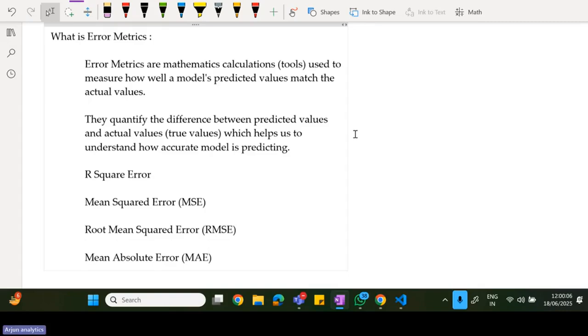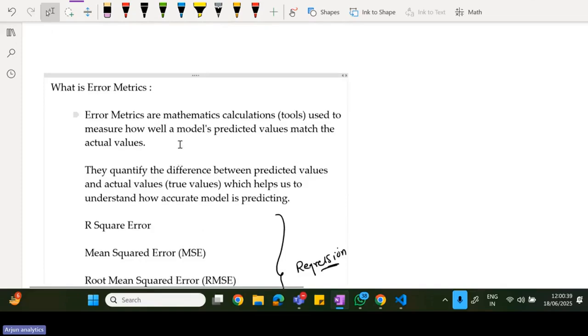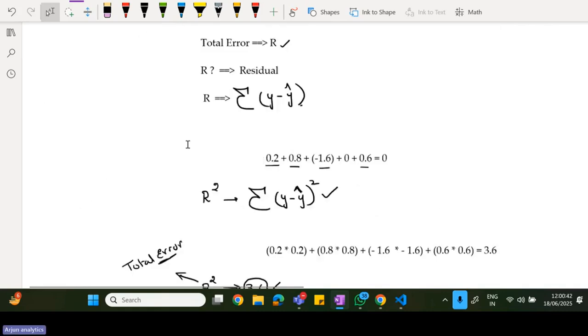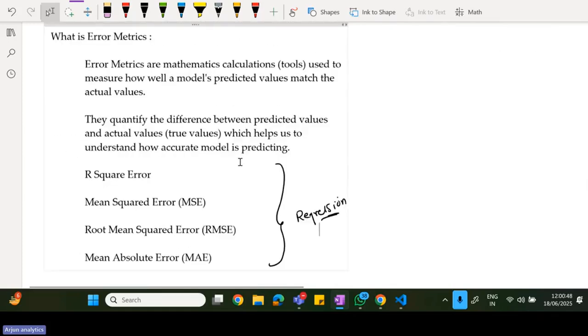This is for our regression. Remember this, this is specially for our regression. Again, for classification there are different things: accuracy, precision, recall, F1 score, and confusion matrix. We can deal with them one after the other. Now you know how this is calculated.